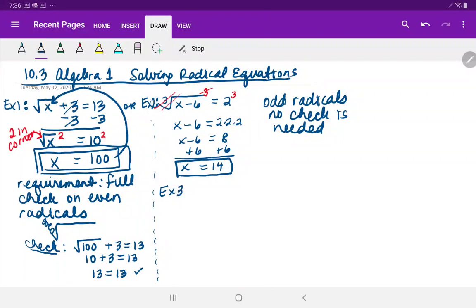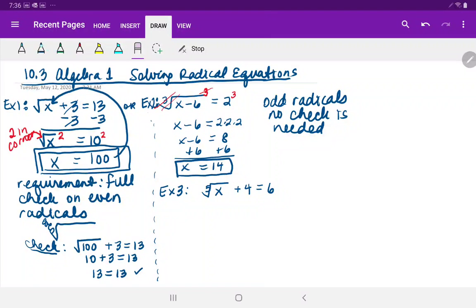Let's do another odd radical. Okay, so another odd radical, say I have the 5th root of x plus 4 equals 6. Now, this is not allowed what I'm about to write, so don't write this down. You can't do 5, 5, 5. Okay, you can only do one exponent of a 5 on each side.